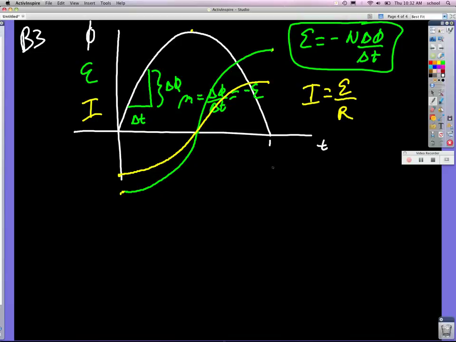And then based on what was our maximum flux? We said it was something, right? 5 Tesla meters squared. See what I'm saying here? And then what was our maximum current? 0.1 amps. So this is 0.1 amps, negative 0.1 amps. You actually have to give these values. And what was the EMF? It's 10 volts.